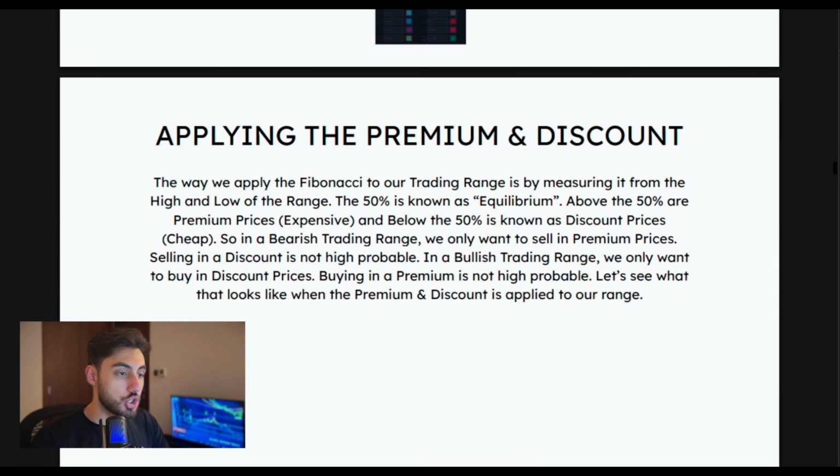Now in the bearish trading range, the way we apply the premium and discount in our trading is by measuring it from the high and low of the range. The 50% is known as equilibrium. Above the 50% are the premium prices, which we call expensive, and below the 50% are known as discount prices, or cheap. So in a bearish trading range, we only want to sell in the premium prices, and in a bullish trading range, we only want to buy in the cheap prices, or the discount prices.